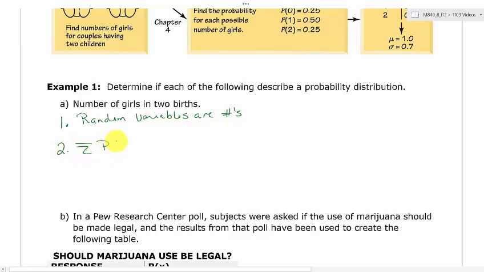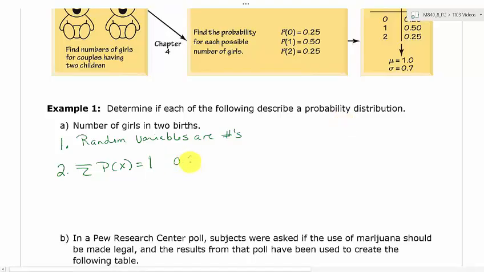The second one was that the sum of the probabilities has to be equal to 1. And our probabilities are 0.25 plus 0.5 plus 0.25. And that does give us a sum of 1, so that one checks out as well.